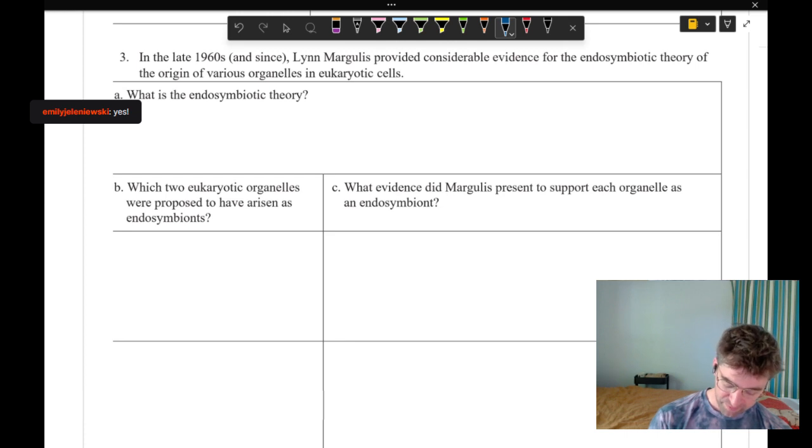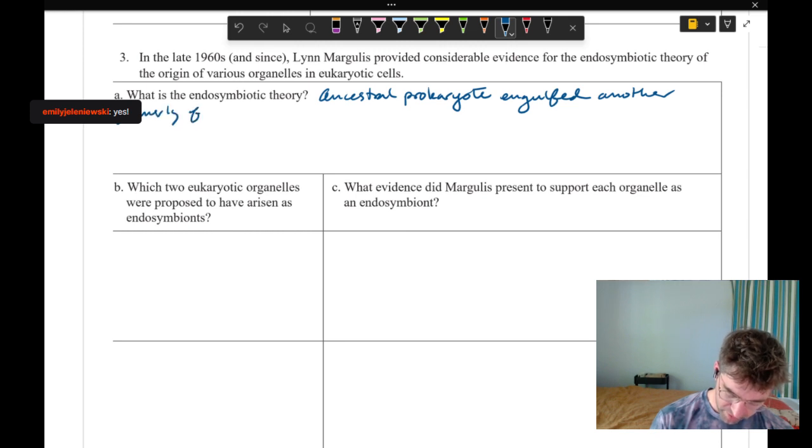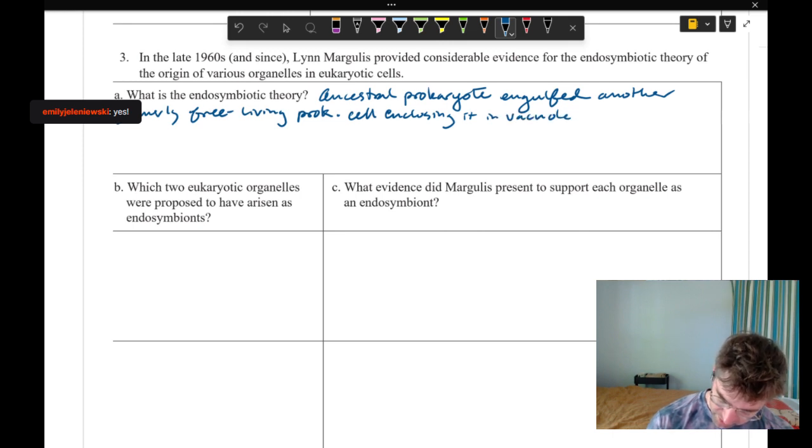Endosymbiotic theory proposes ancestral prokaryote engulfed another formerly free-living prokaryotic cell, enclosing it in vacuoles.